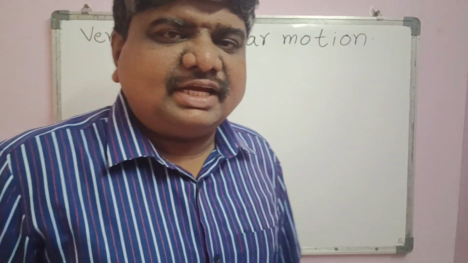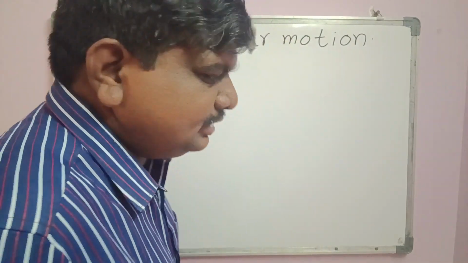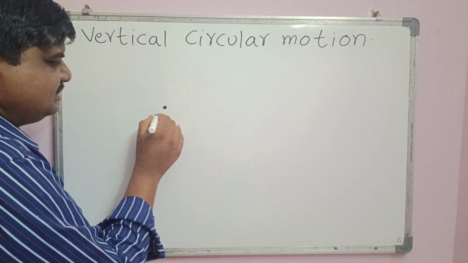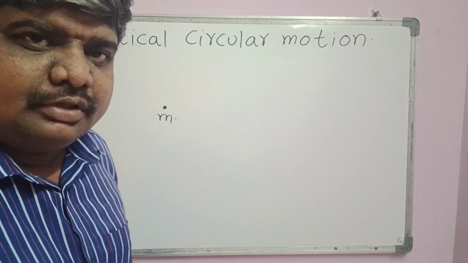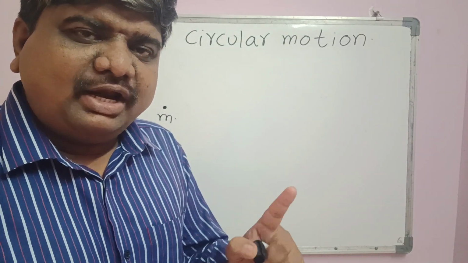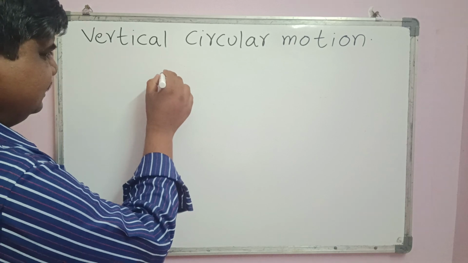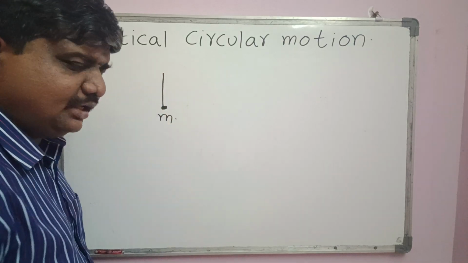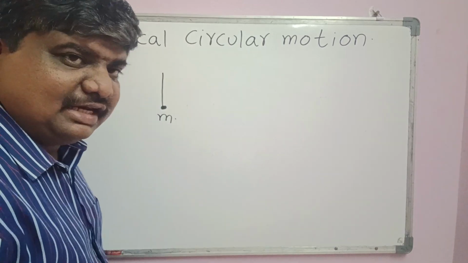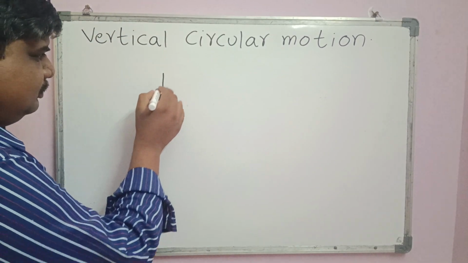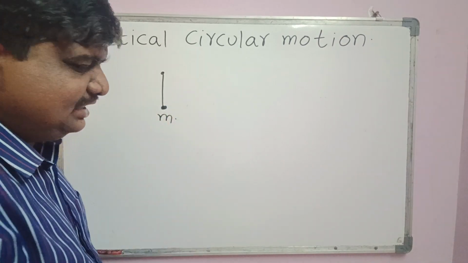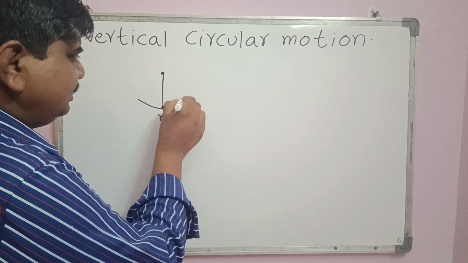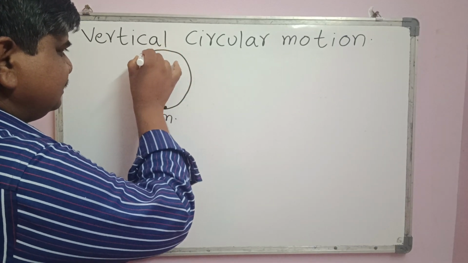So how do you need to understand this concept? Let us take a body. Let the mass of the body be m. This body is tied to one end of a string like this. Let the length of the string be L. Now, by fixing the second end, you can rotate this connected body in a vertical circular path.